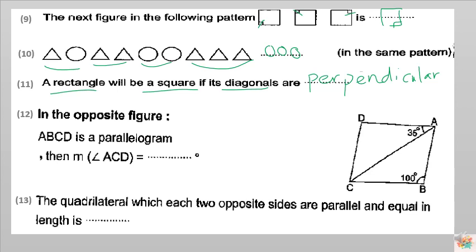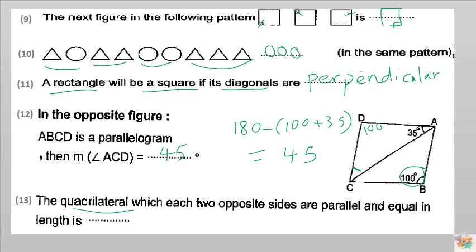Number 12. In the opposite figure, ABCD is a parallelogram. Then measure angle ACD. We want to find this angle. Since this angle is 100, the opposite angle is also 100, and we know that the sum of angles of a triangle is 180. So we do 180 minus (100 plus 35). So the answer will be 45 degrees.